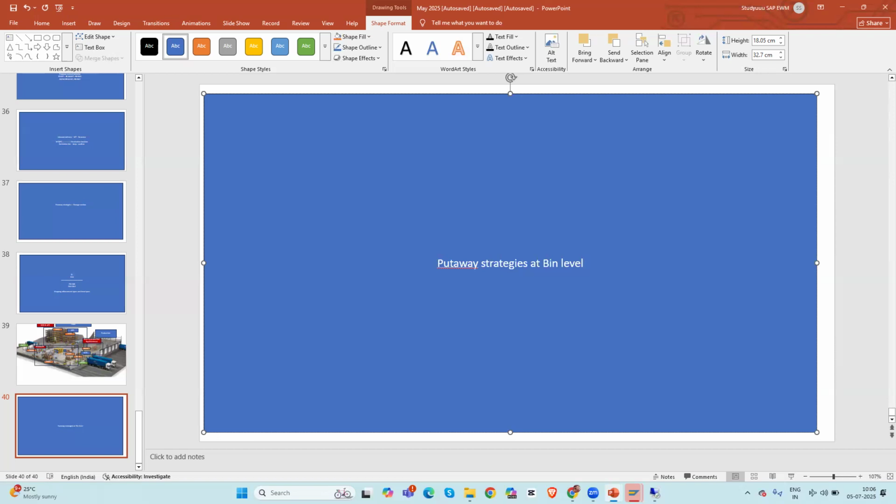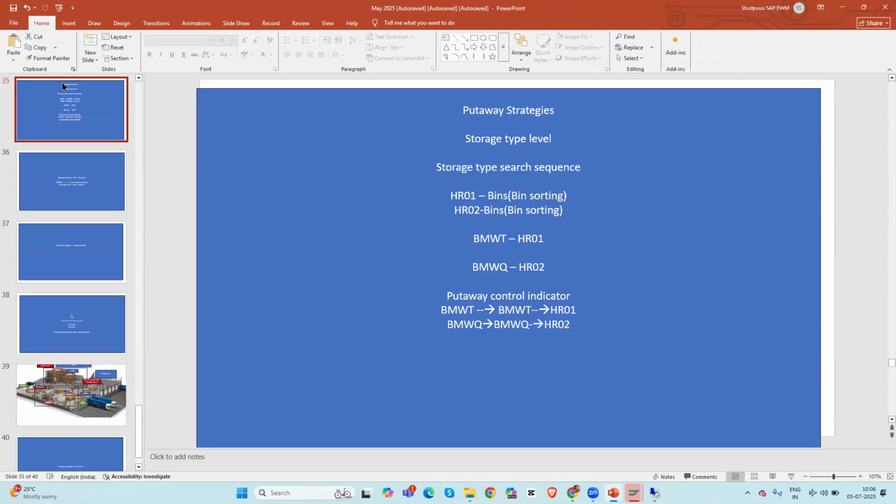Let me open the storage type first of all. In which storage type am I doing the put away? I am doing the put away in either HR01 or HR02. If it is BMWT model, it will be HR01. If BMWQ model, it will be HR02. So both go to two different storage types. This model goes to this storage type and this model goes to this storage type. In this, it will go to the respective section.